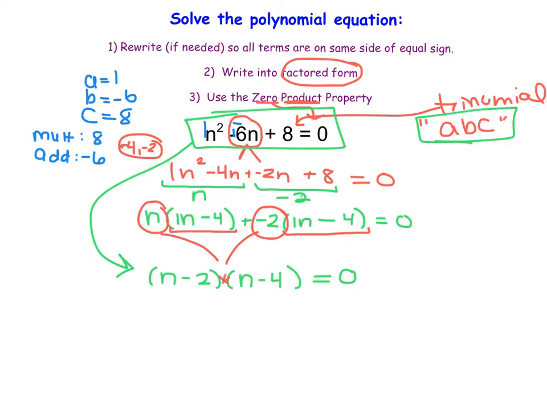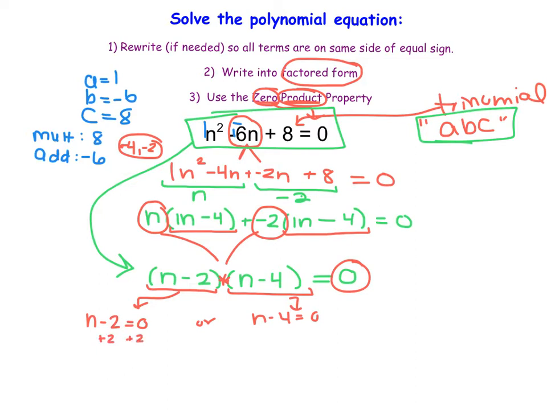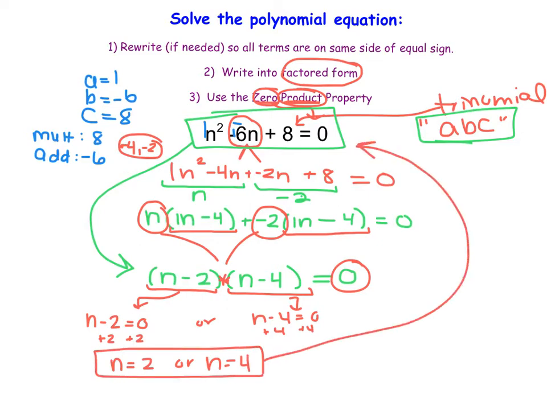Now I have something times something is equal to 0, which is the zero product property. Now that this is factored, and it's something times something equals 0, I can set each component equal to 0 and figure out which value for n will make it equal 0. So here we add 2 to each side, so we have n is equal to 2, or n is equal to 4. Those are my two values for n that will make my original equation true.